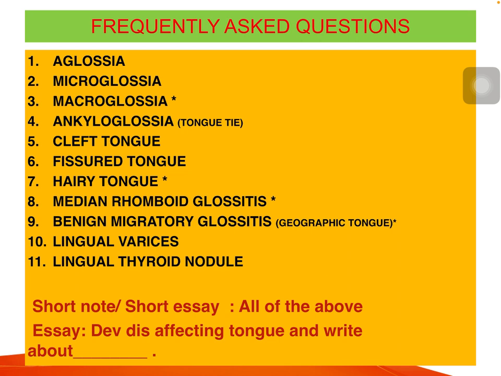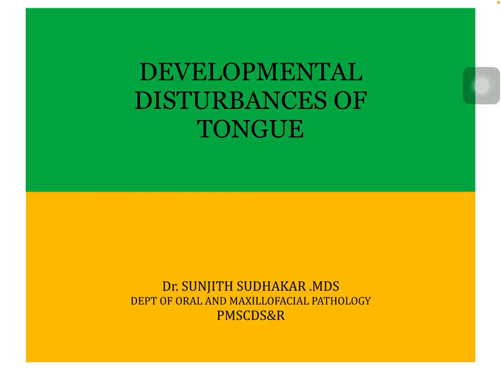So a frequently asked question from this chapter is on aglossia, microglossia, macroglossia, ankyloglossia, cleft tongue, fissured tongue, hairy tongue, median rhomboid glossitis, benign migratory glossitis, otherwise called geographic tongue, lingual varices, and lingual thyroid nodule. Any one of them can be asked as a short note or short essay, and a commonly asked question is developmental disorders affecting the tongue. So that brings to the end of the topic, developmental disturbances of the tongue.